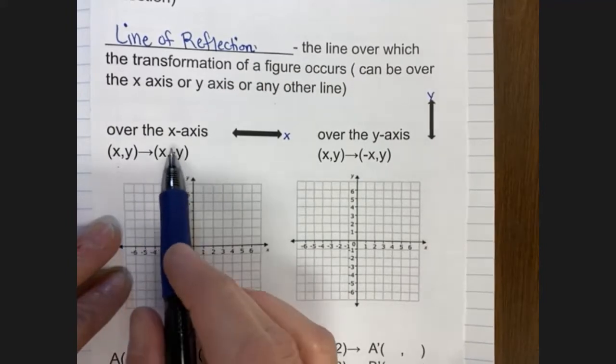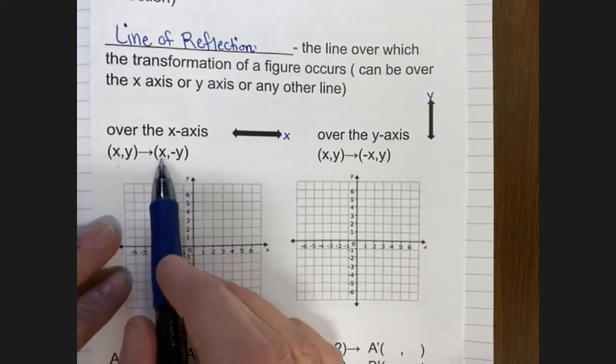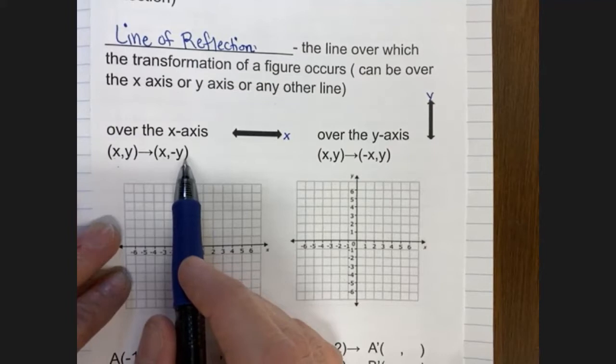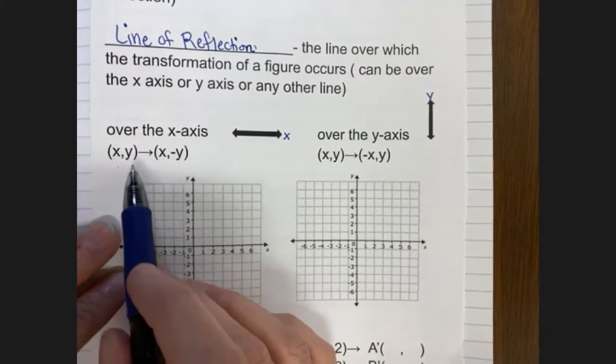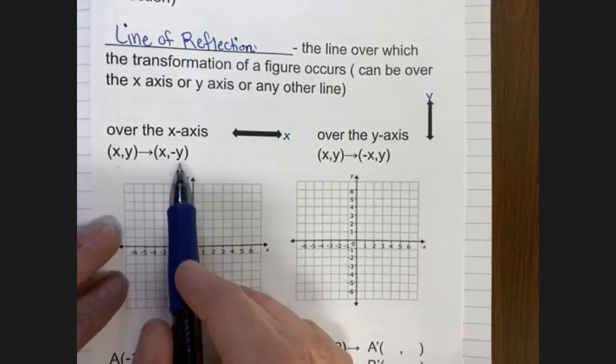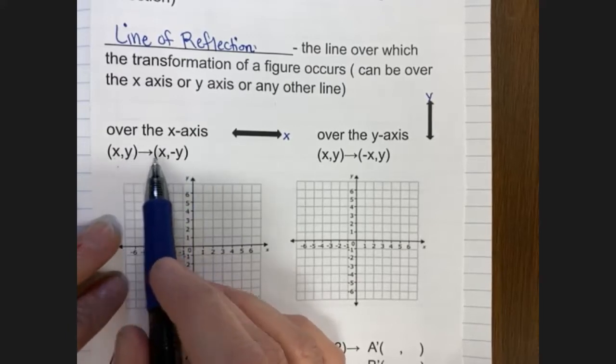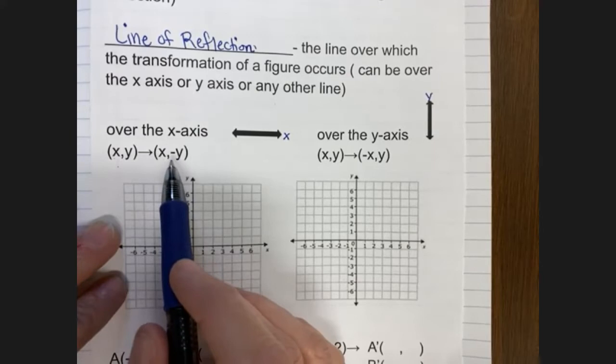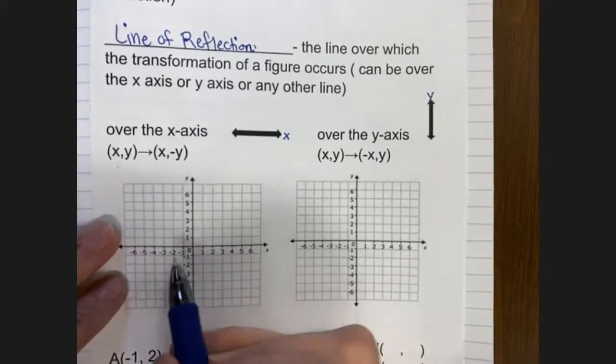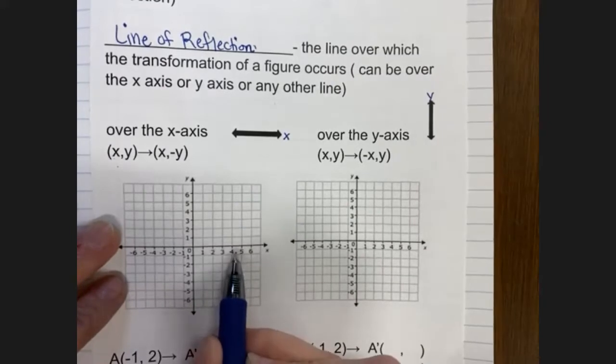If you notice that the x is staying the same, and the y has flipped to an opposite value. And we've talked about opposites last year and this year. That means that if I had 4 here, it would be -4. 4 and -4 are opposites because they're the same distance from 0 on a number line. So -4 and 4 are opposites.